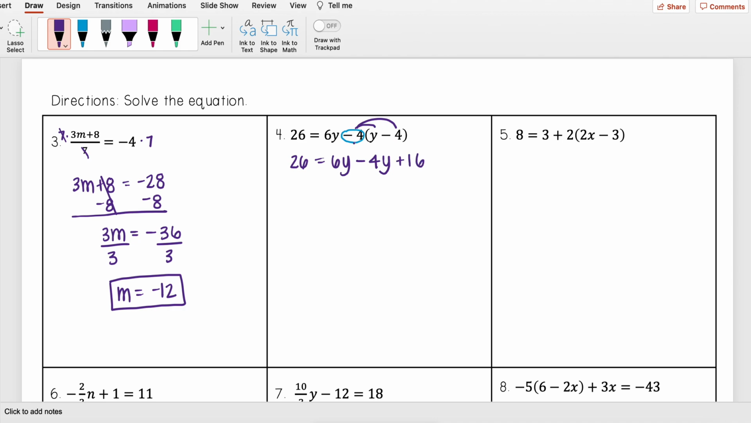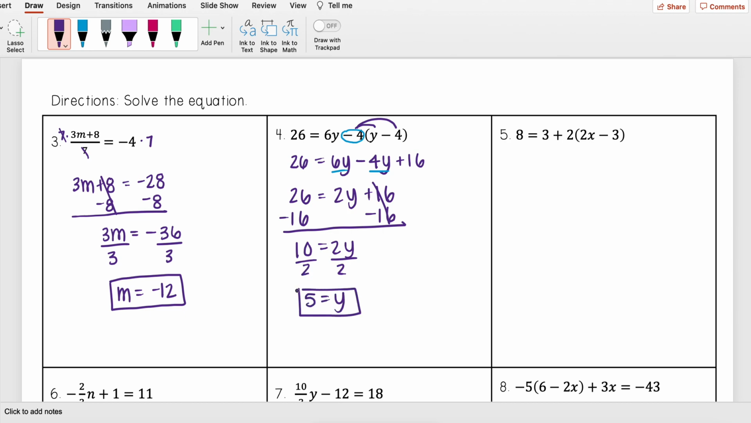I think the most common mistake I see with students is they forget this second one is also negative, and we'll a lot of times get a wrong sign here. So be careful when you're distributing a negative number. Okay, and then next I want to go ahead and combine my like terms. And so when I do that, I want to do 6y minus 4y, and I get 2y. Subtract 16 from both sides, and I get 10 is equal to 2y. And then I'm going to divide both sides by 2. And so my answer is 5 is equal to y.